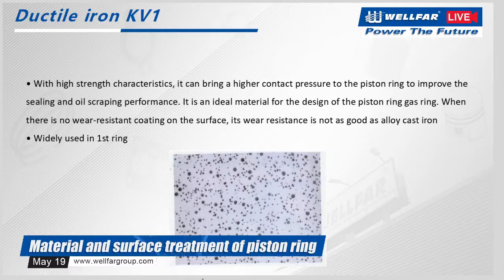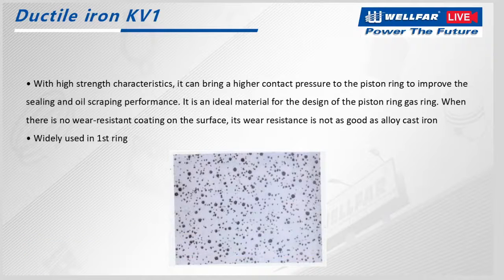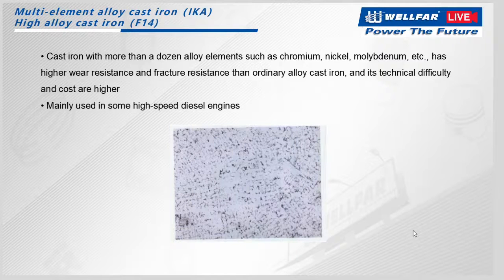The next material is called ductile iron. We also call it KV1. With high strength characteristics, it can bring a higher contact pressure to the piston ring to improve the sealing and oil scraping performance. It is an ideal material for the design of the piston ring gas ring. When there is no wear-resistant coating on the surface, its wear resistance is not as good as alloy cast iron, and it is widely used in the first ring. We can see this is the microstructure. Yes, and you can see the microstructure is very different from the first one.